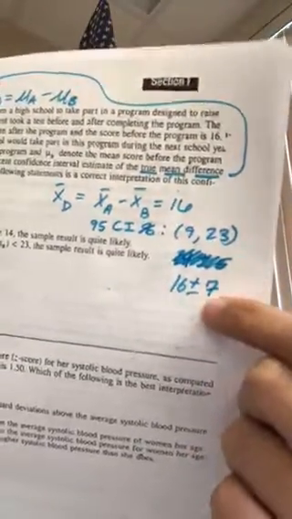16 minus 7 is 9. 16 plus 7 is 23. So the outcome was 16, interval of 9, 23 is the same thing as getting 16 plus or minus 7. So I already sniffed out why that 14 thing doesn't make sense.